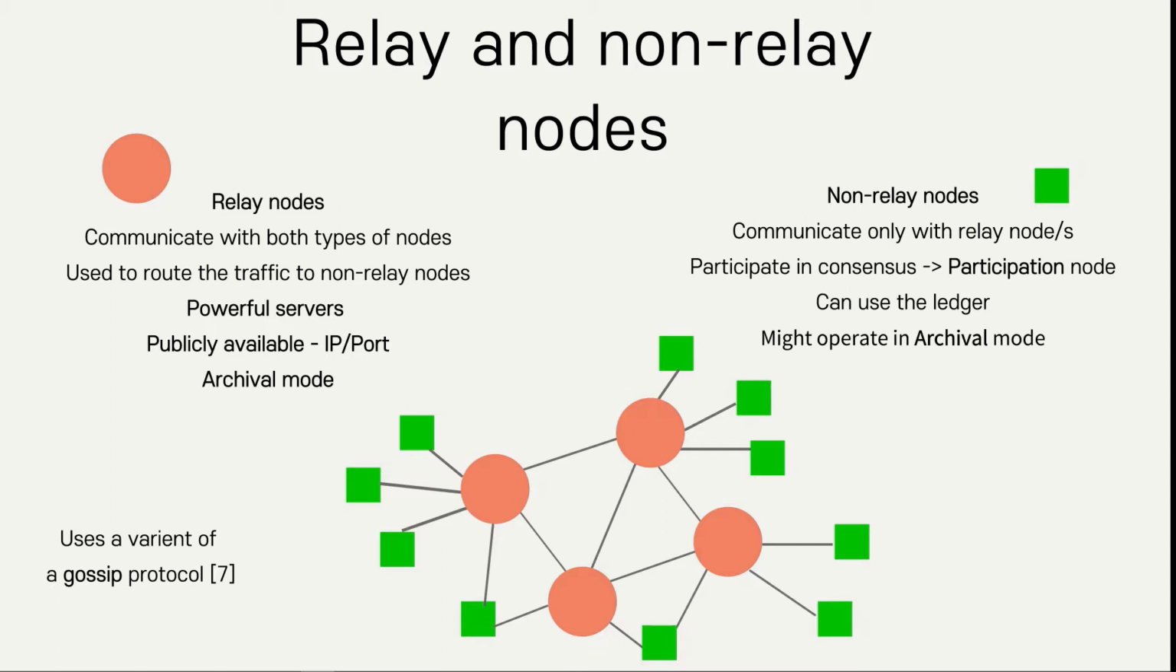These nodes rely on a variant of a gossip protocol, and the topology looks as follows, where we have the orange relay nodes, which are connected to the non-relay nodes. In case you are interested, have a look at reference 7 to see more about the gossip protocol of Algorand.